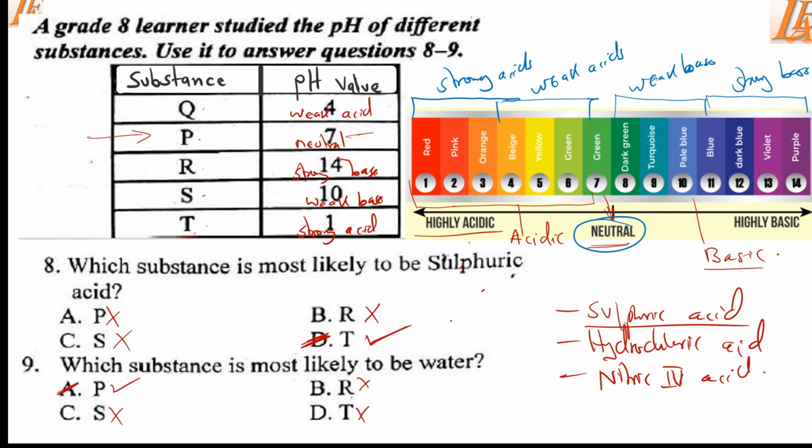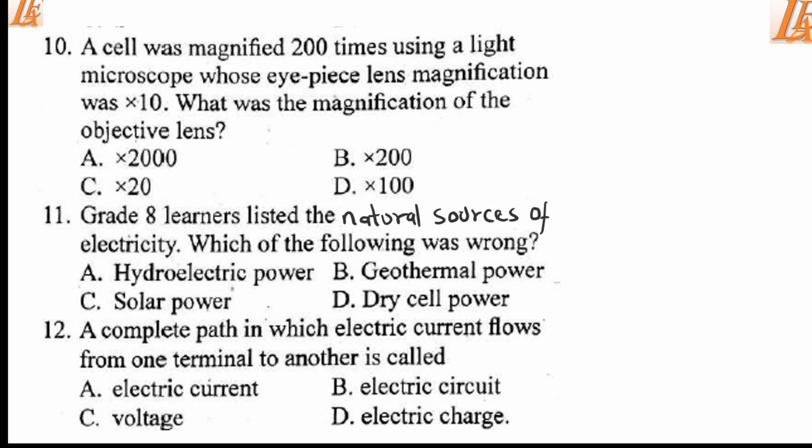So question 10. A cell was magnified 200 times using a light microscope whose eyepiece lens magnification was times 10. What was the magnification of the objective lens? So in this case, let's write down what we have. We have magnification as times 200. Then we have the eyepiece lens. Let's write eyepiece lens as times 10. And then we are looking for the objective lens.